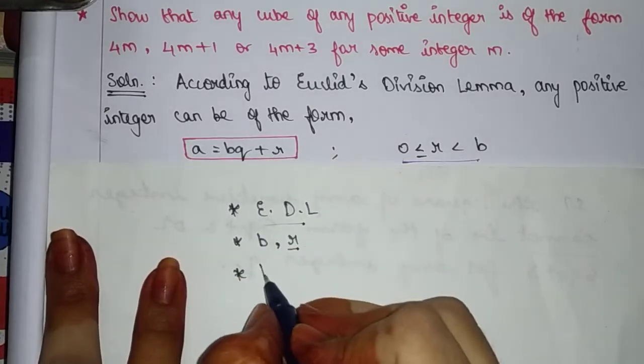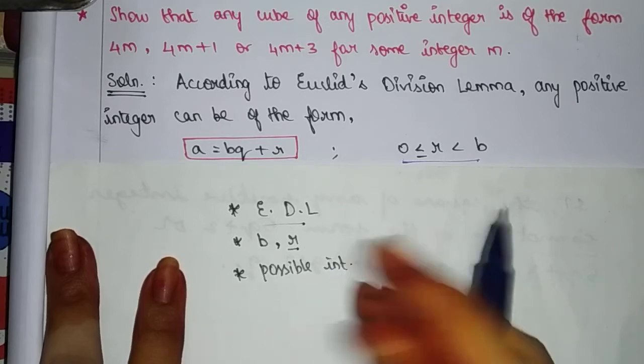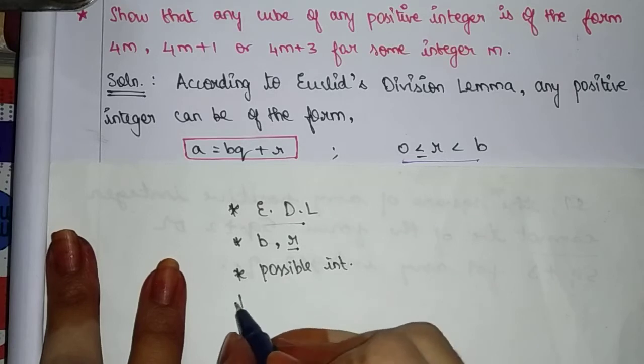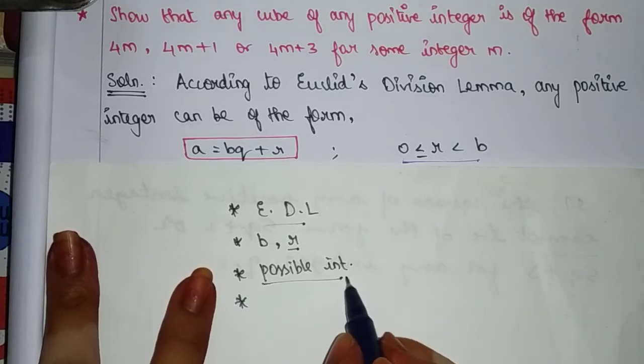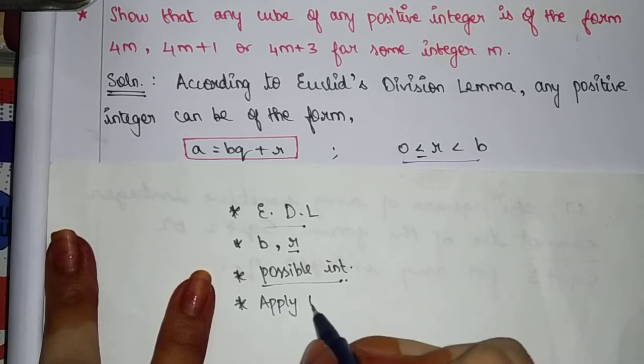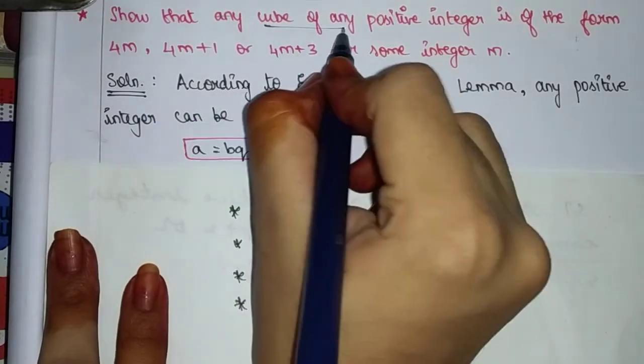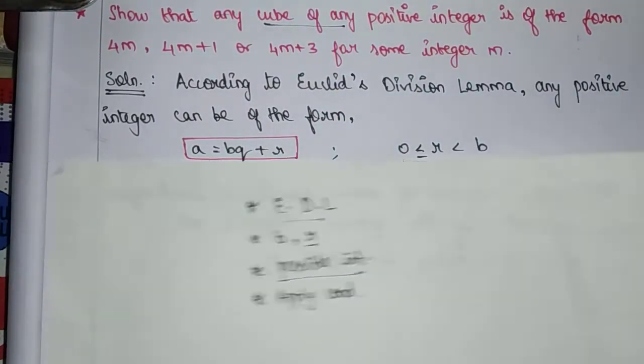So we can get the positive integer values. After we get these integer values, we can apply the condition that is mentioned in the question. So these are the steps. Now let us proceed.